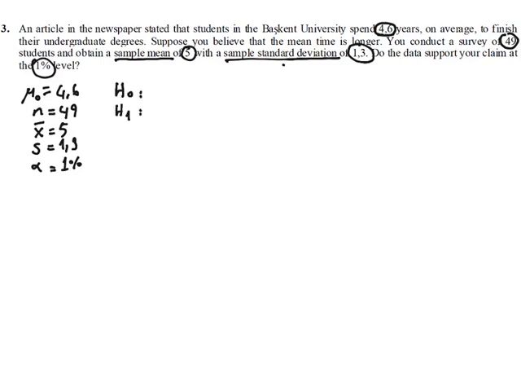So how can you understand that in the question? It is a hypothesis testing question about population mean. Actually, it is about mu. Why? The article says that students in Başkent University spend 4.6 years on average. So since it says on average, we can think about population mean. And it says that suppose you believe that the mean time is longer. So it is about mean time and you believe that it is longer. So since you say that it is longer, it is a claim.